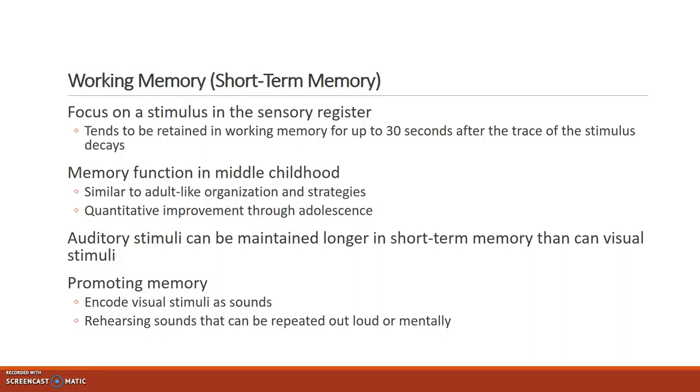Now, as part of memory in middle childhood, as far as organization, it is similar to adults. So organizing information and strategies for remembering are very similar to adults. The big difference is the quantity. We tend to start to be able to remember more as we move through adolescence.